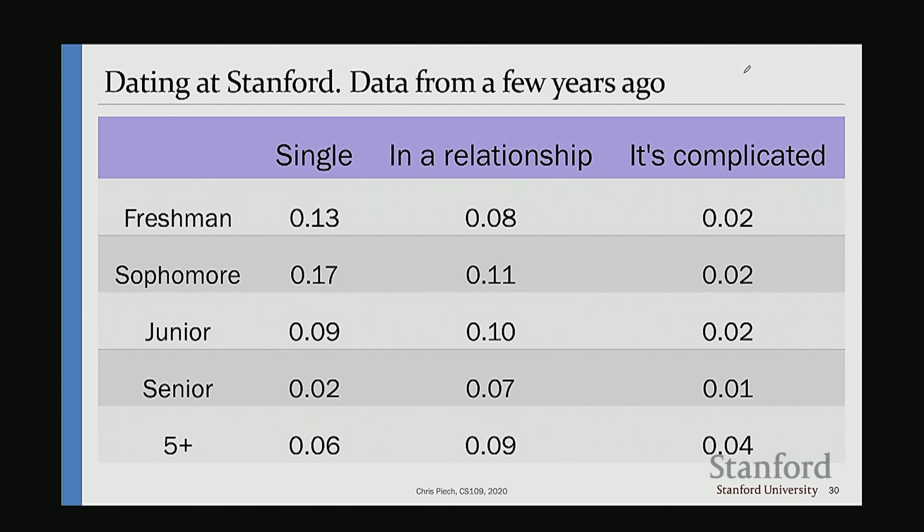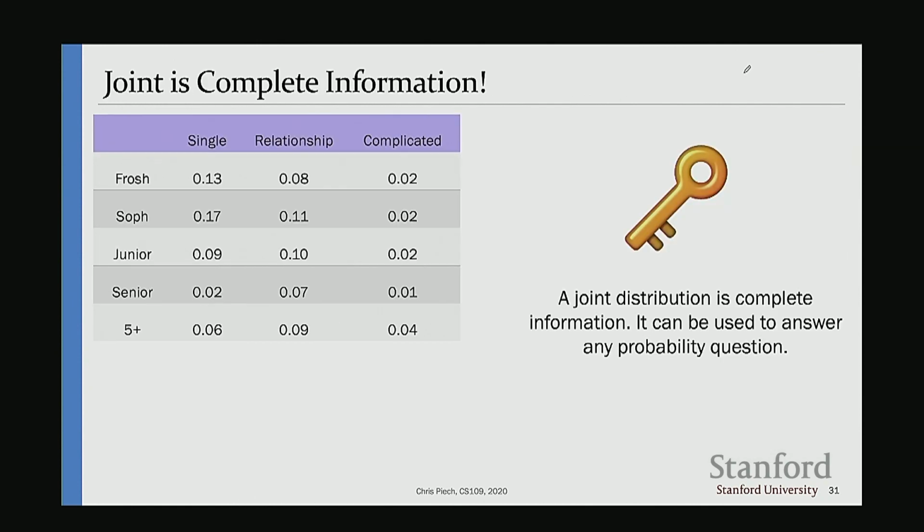No. It's telling me that there's a 10% chance that somebody's both a junior and also in a relationship. And this is the complete information that you'd want to know if you wanted to think about a model that involved these two random variables, this thing called the joint. Okay, and that's your major key: joint distributions, complete information.